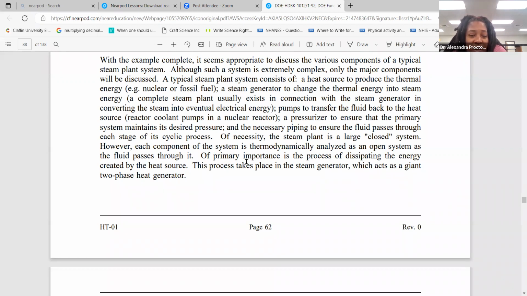However, each component of the system is thermodynamically analyzed as an open system as the fluid passes through it. The primary importance is the process of dissipating the energy created by a heat source. This process takes place in the steam generator, which acts as a giant two-phase heat generator.